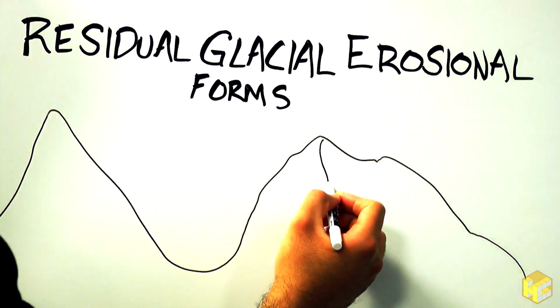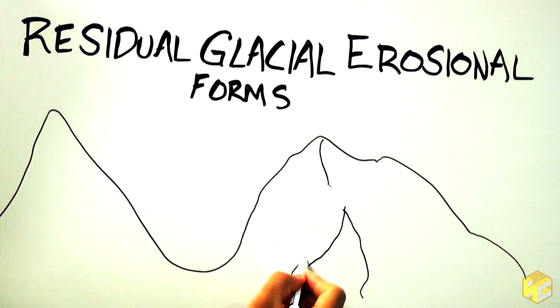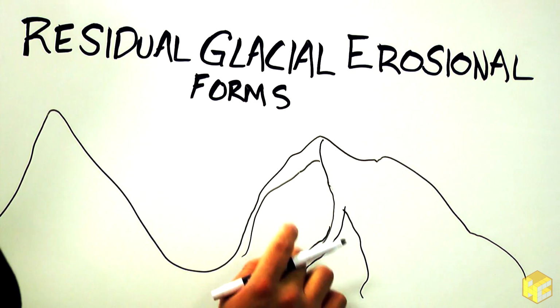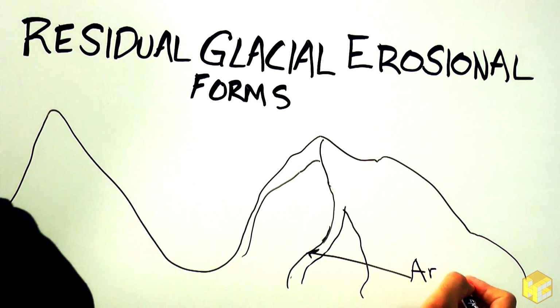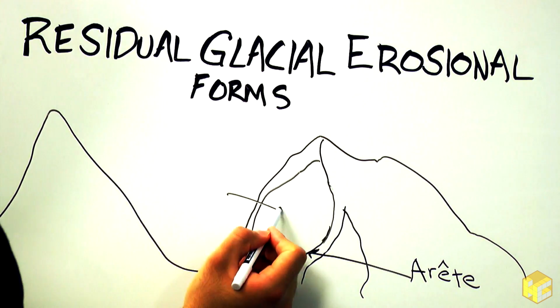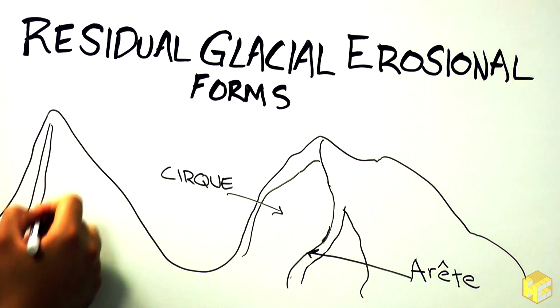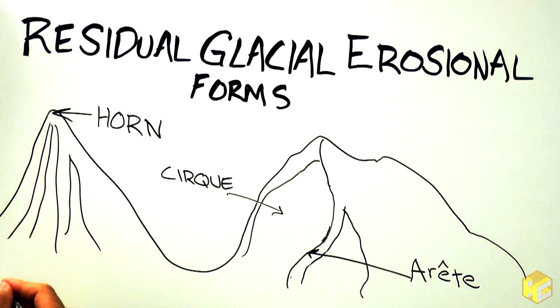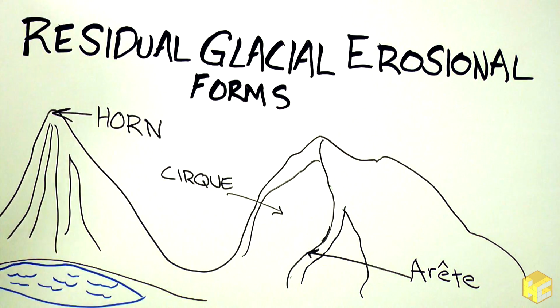Remember cirque glaciers? When they are gone, they leave a rounded shape with a steep slope on the uphill side. Guess what it's called? Yep, a cirque. And when two cirques meet, they create what's called an arete. Get enough of these together and you have a horn. When bits of the glacier break off, are buried, and then melt a bit later, a small round pond called a kettle lake is formed.